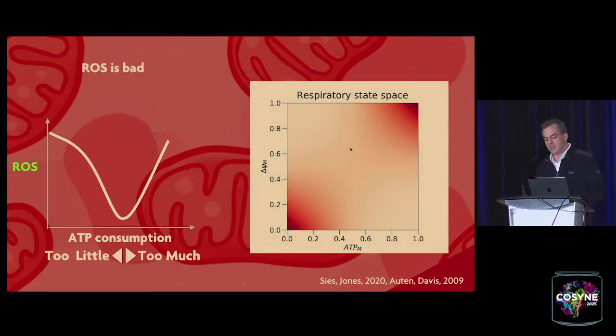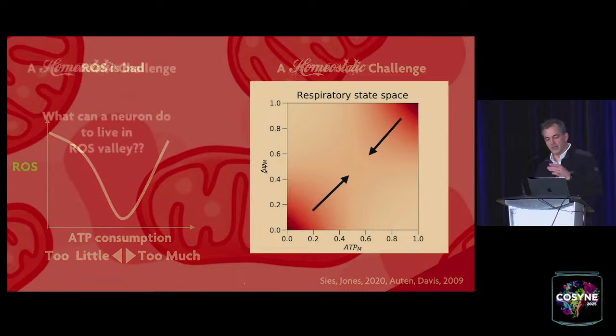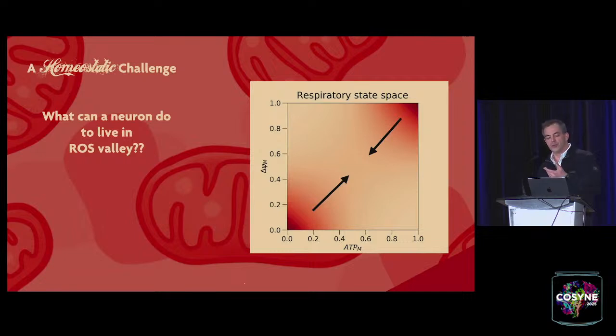and that makes for an interesting homeostatic challenge in this respiratory state space where on the y-axis you have the delta psi, so the gradient of protons between inside and outside of the mitochondria, and on the x-axis, the mitochondrial ATP availability. So when there is a lot of ATP around and the delta psi is high, so there's a lot of protons, you will get high ROS levels. But similarly, when there's no ATP around and also no protons around, there will also be a lot of ROS because the electron transport chain keeps producing and keeps trying to refill your ATP levels. Okay? So what can a neuron do to live in ROS valley?